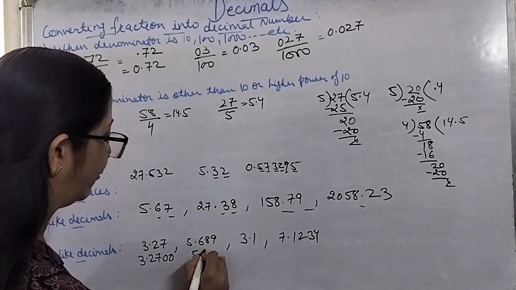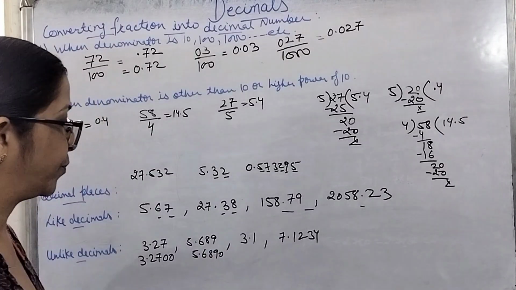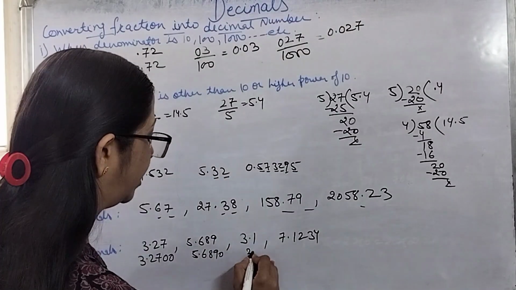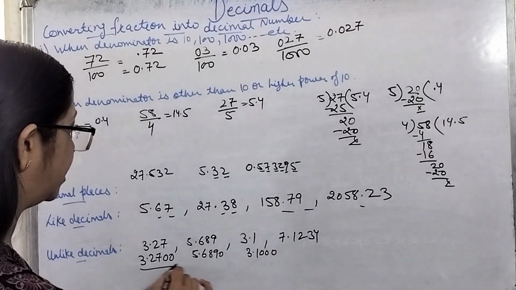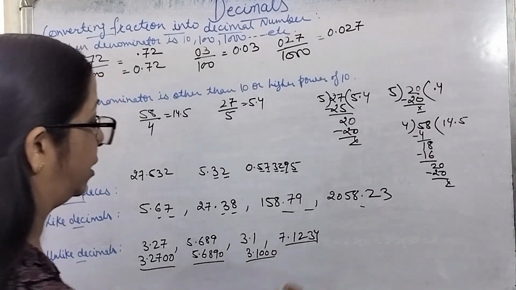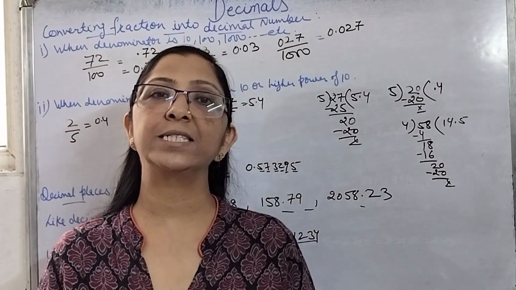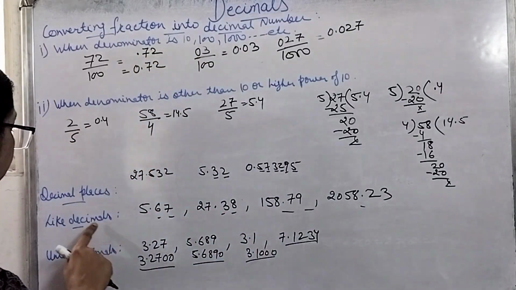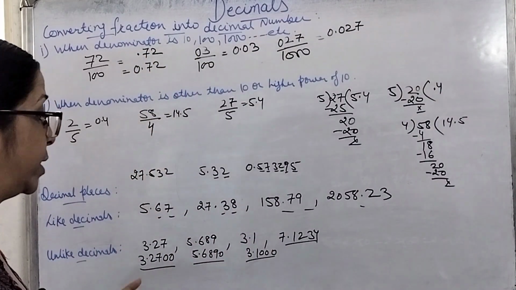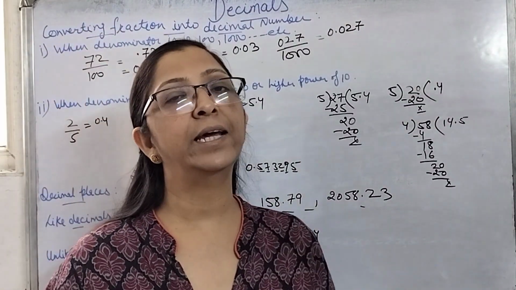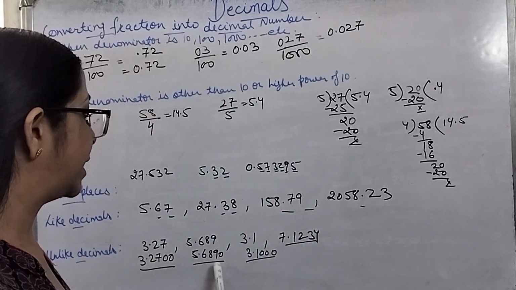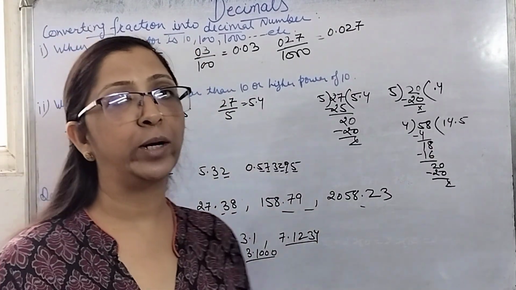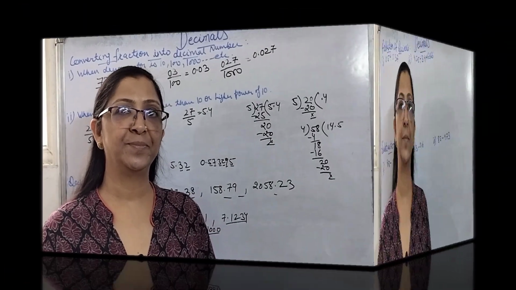5.689 could be written as 5.6890. 3.1 could be written as 3.1000. So here we can see that all these numbers have 4 decimal places. So if any unlike decimals are given to us, we can convert them into like decimals by putting as many zeros as required in the question.